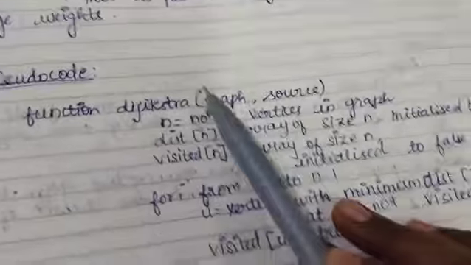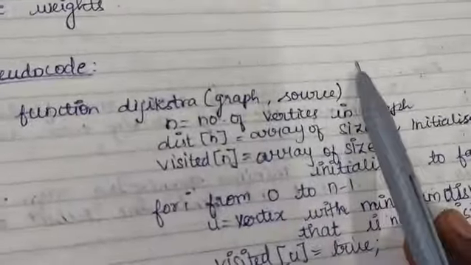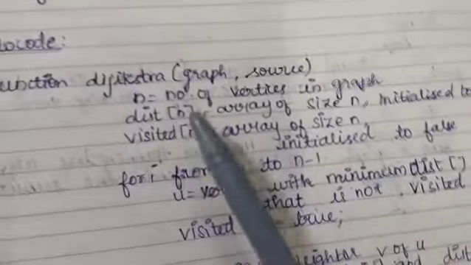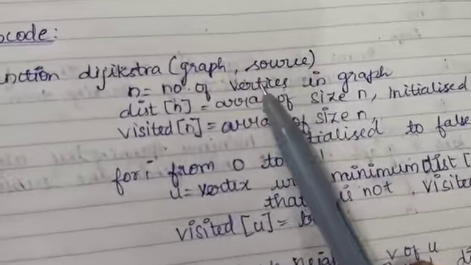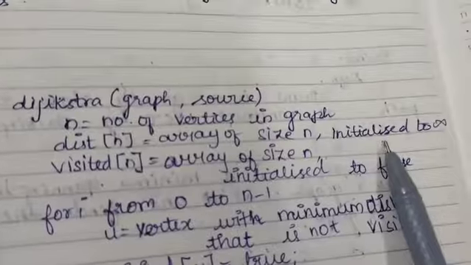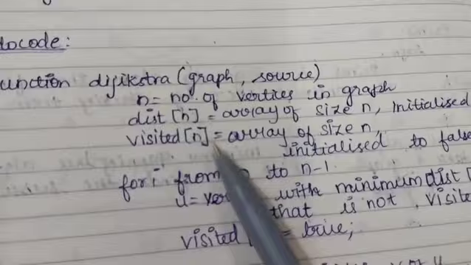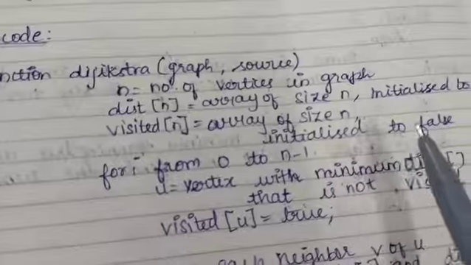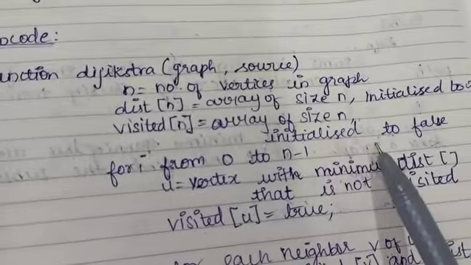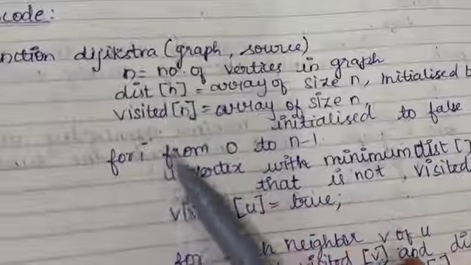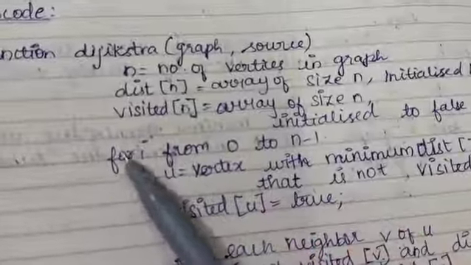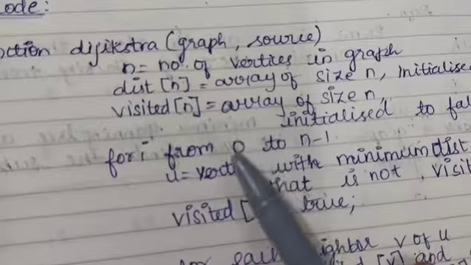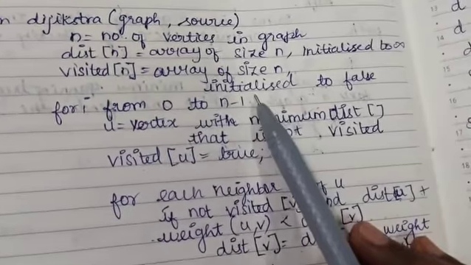The inputs of the Dijkstra function are a graph and a source node. Here, n is the number of vertices in the graph, and distance is an array of size n, always initialized to infinity. Visited is initialized as false for all vertices. The loop for i ranges from 0 to n minus 1.